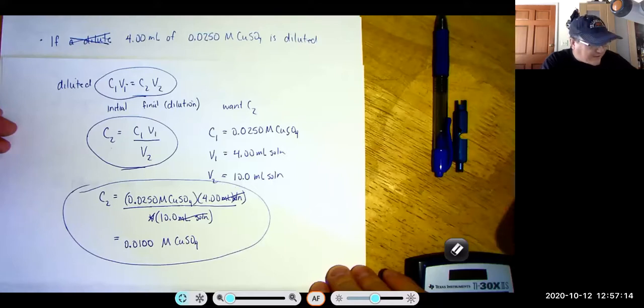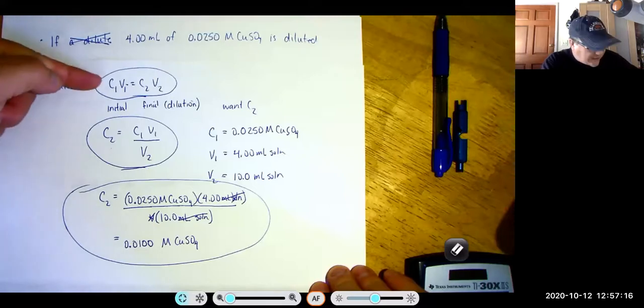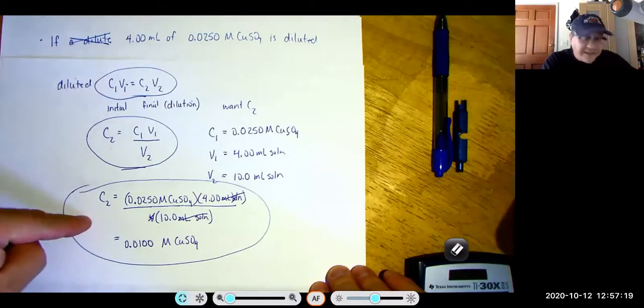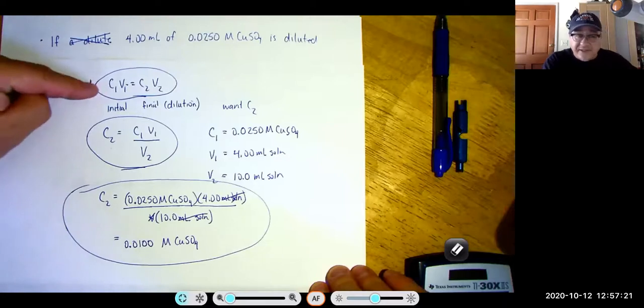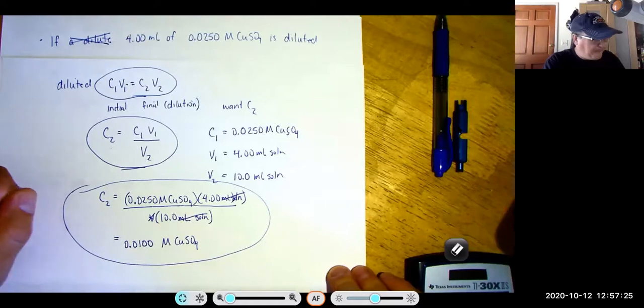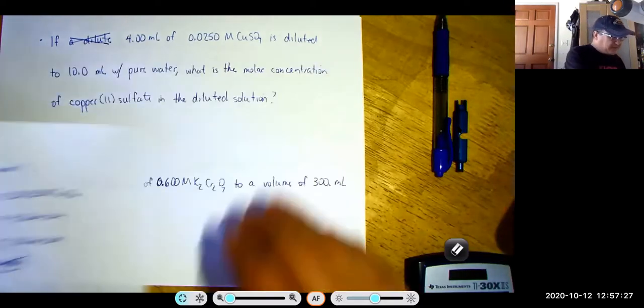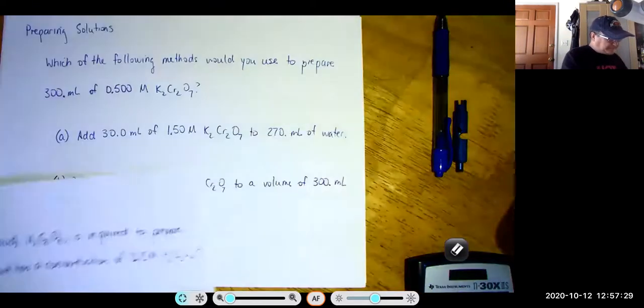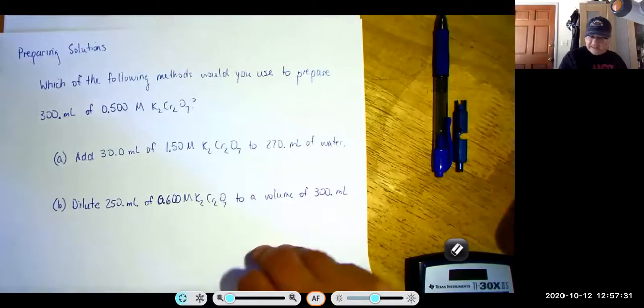So do you understand that if you put stuff like this down, even though you don't need it for the solution, that you could get partial credit for this even if you have nothing else? Okay. All right. Next one.